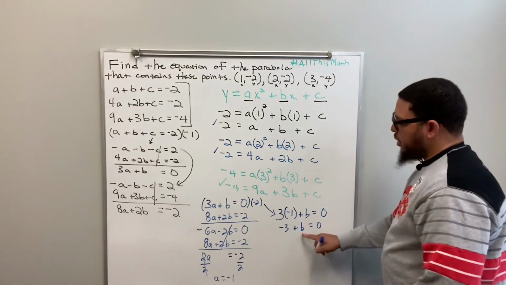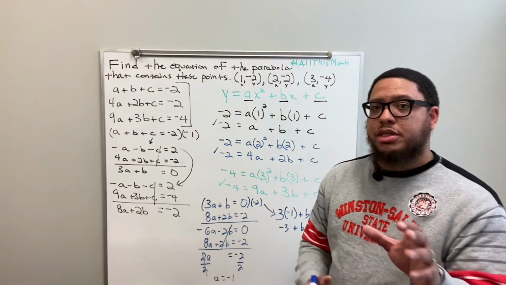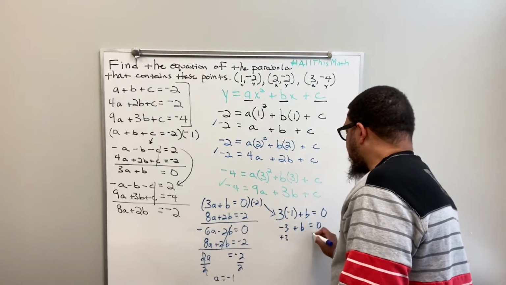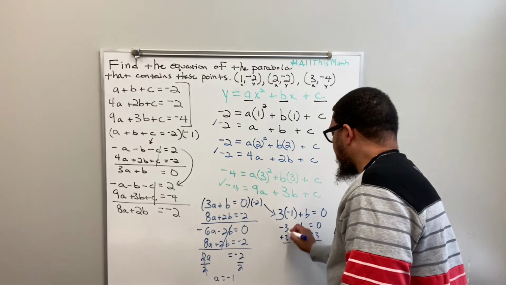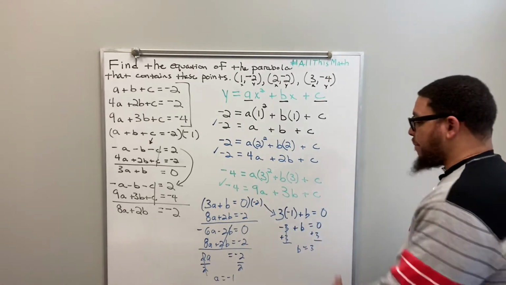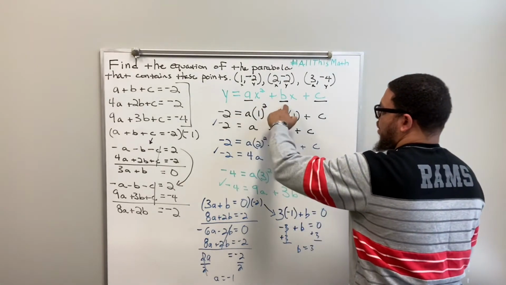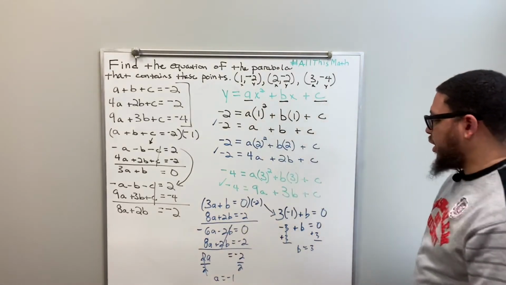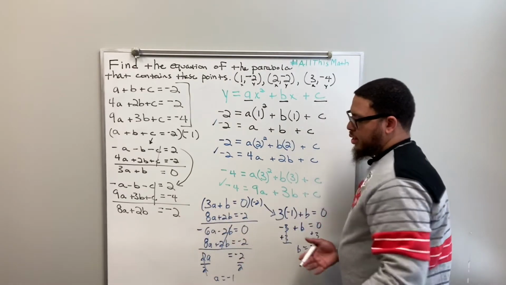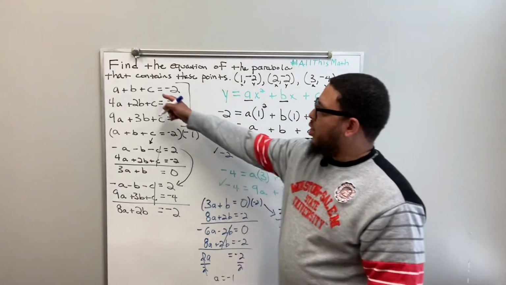How do I solve for b? I got to get rid of this negative 3. I got to do the opposite operation. The opposite of a negative 3 is a positive 3. So that means I got to add 3 on the left side and add 3 on the right side. B equals positive 3. Now I got my second value. I know my A and I know my B. Now I just got to go back and figure out what C is. Now, check this out. I can't use these 2 equations to figure out C because these 2 equations don't have C in it. But what equations do have C? All 3 of these.